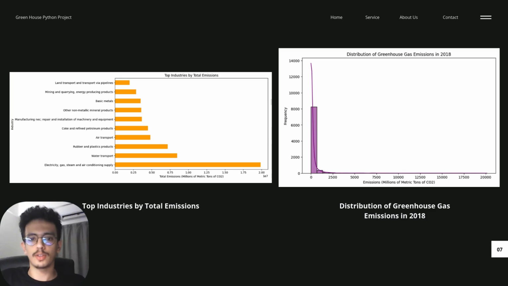Here are two graphs. The left shows the top industries by total emissions, and the right graph is the distribution of greenhouse gas emissions in 2018.